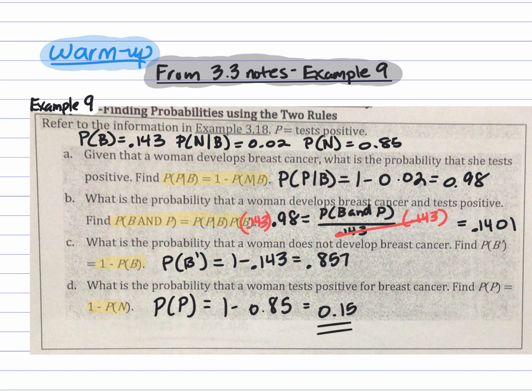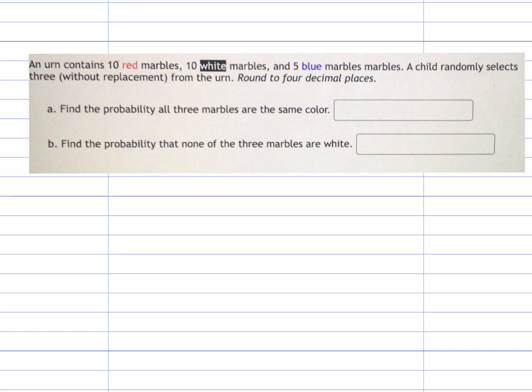Okay. Next example. And for all of these, I encourage you to pause the video, read through the problem, and see if you can get the answers yourself before you click play. All right, so for this one, we had an urn containing 10 red marbles, 10 white marbles, and 5 blue marbles. A child randomly selects 3 without replacement, and that's important, from the urn. Round to 4 decimal places. So first, find the probability that all 3 marbles are the same color.